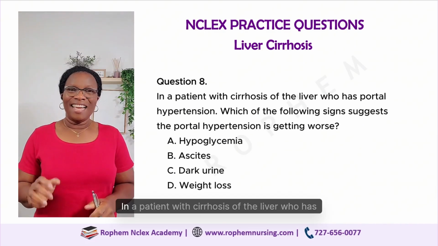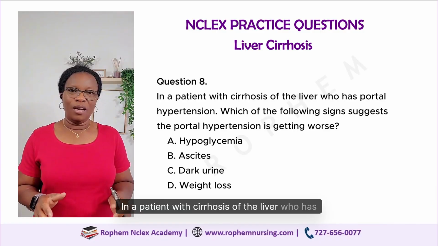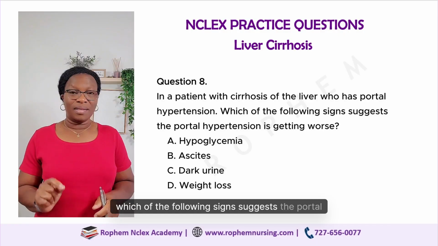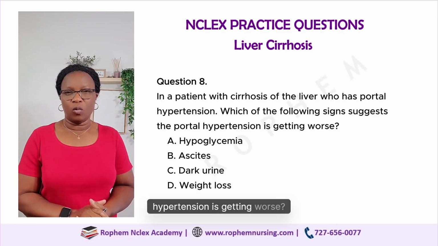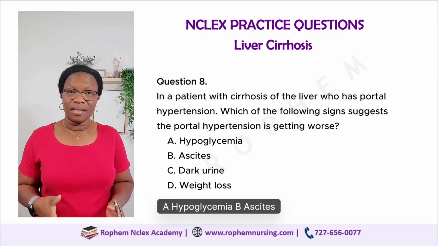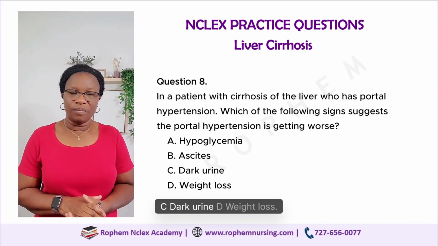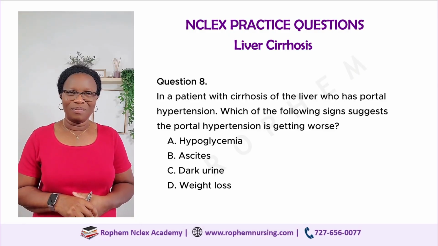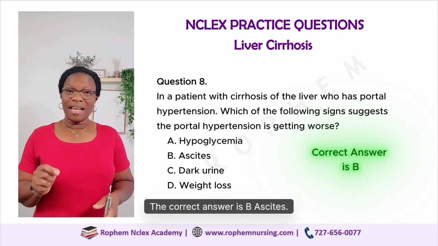Next question. In a patient with cirrhosis of the liver who has portal hypertension, which of the following signs suggest the portal hypertension is getting worse? A. Hypoglycemia. B. Ascites. C. Dark urine. D. Weight loss. Which of them is your choice? The correct answer is B, ascites.